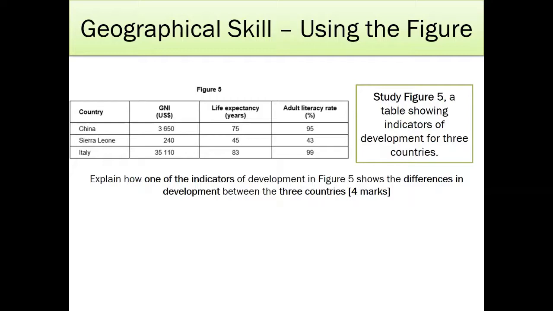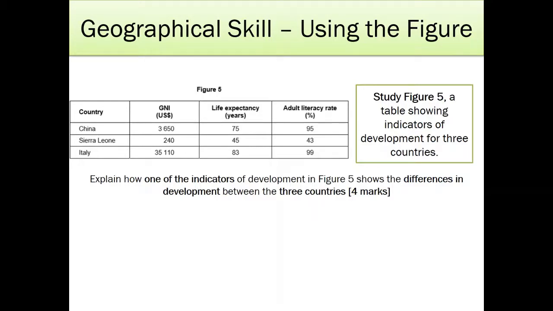Those development indicators are your GNI, so that's how much money a country is making per person per year on average. You've got your life expectancy, that is the average age that people live to, and your adult literacy rate, and that's the percentage of your population that can read and write. And remember, that's people over the age of 16, okay? The 3 countries we're looking at are Sierra Leone, China, and Italy.